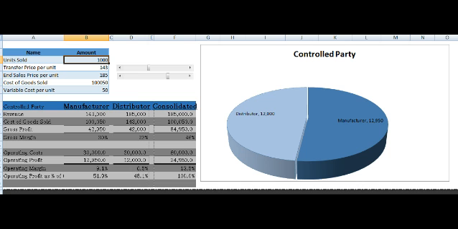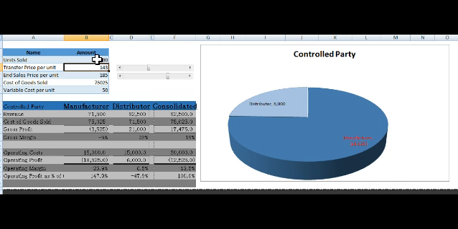Okay, we will now reset all the values and look at what happens when we change volume. And I'm actually going to make a big change in volume and push the volume down to 500. A couple of interesting things occur here. First of all, there's an overall system loss, and that loss is concentrated entirely in the manufacturer. There's no impact on the distributor.